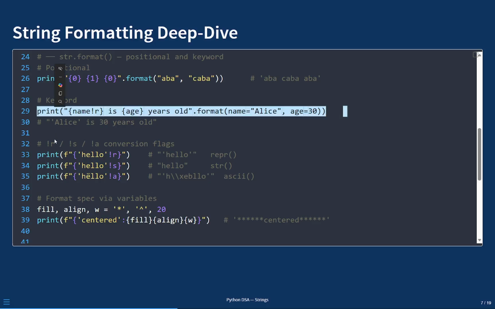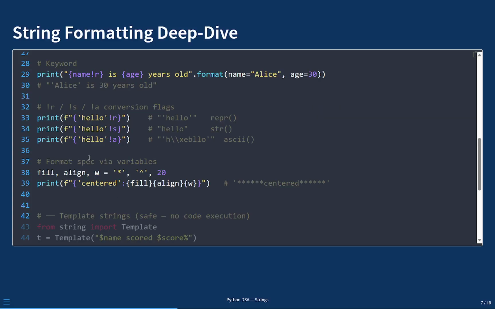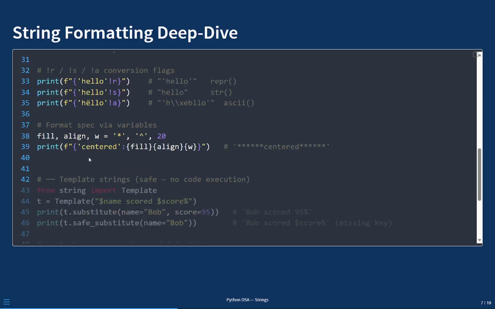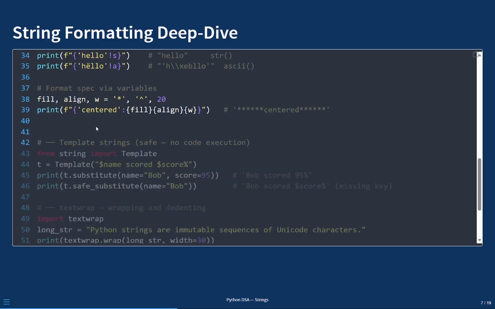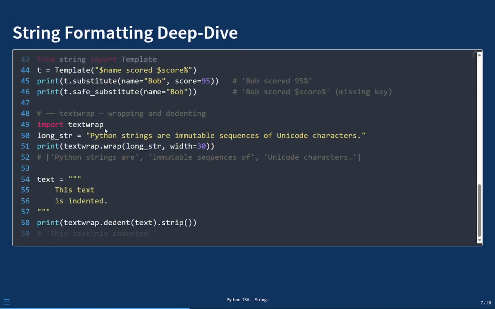Click, string.Template is the safe alternative for user-facing substitution. It uses $ syntax instead of curly braces, and crucially, it never executes arbitrary code. safe_substitute leaves unknown placeholders intact, rather than raising an exception. textwrap.wrap and textwrap.dedent round out the toolkit for handling long text and indented multiline strings cleanly.